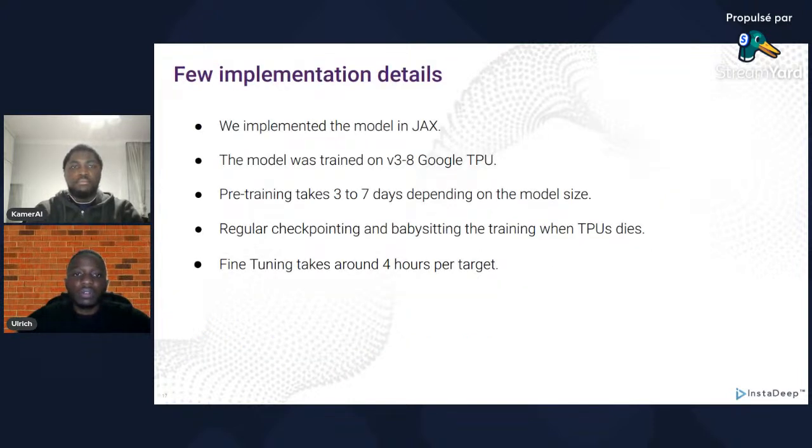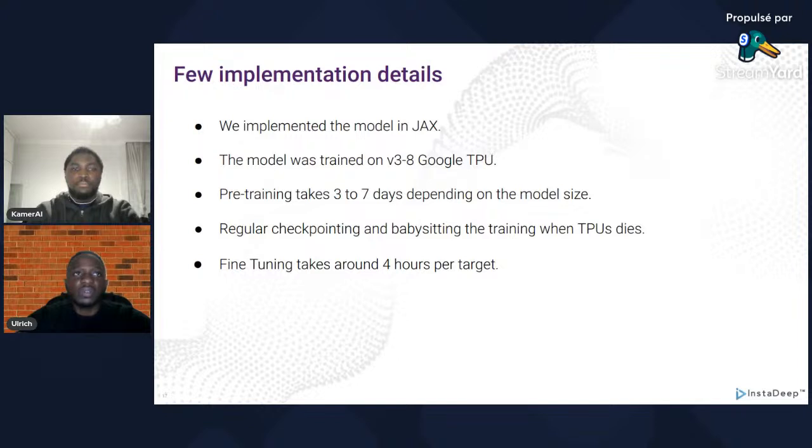Okay, so in terms of implementation details, we implemented most of the model in JAX, mainly because we get free TPUs from Google, so you have to do it with JAX. The pre-training stage of the model takes around 3 to 7 days. Although the model is not very big, it's still very challenging to train such a model.